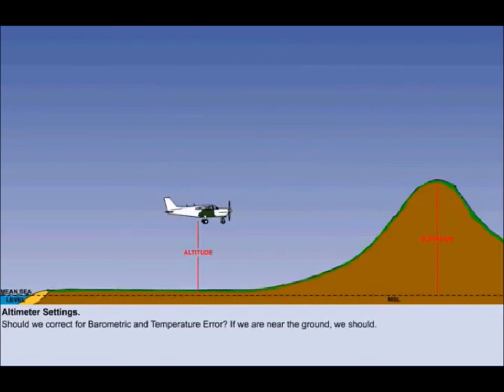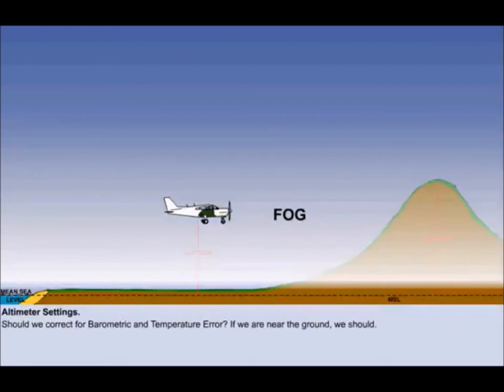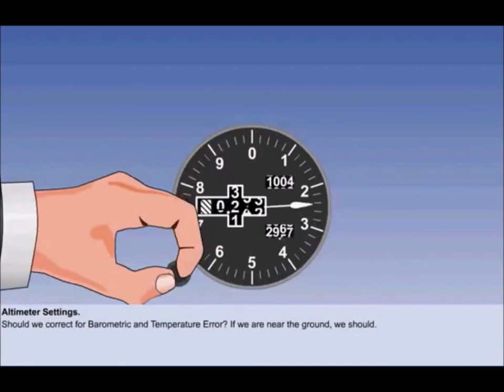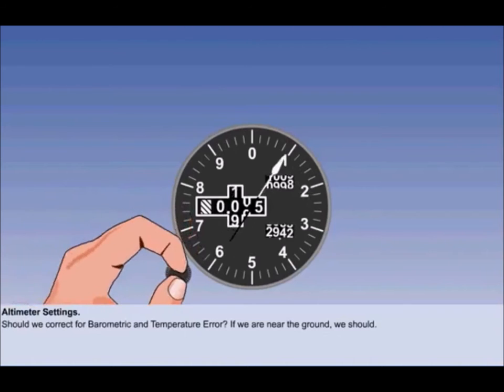If we are near the ground and there is a danger of collision into terrain, the answer is obvious. Of course we should. Especially in fog and low cloud. The vertical distance of hills, mountains, ridges and tall structures is given as an elevation on our maps. We need to know our true altitude in order to ensure safe clearance. We must make sea level our datum by setting the subscale correctly.